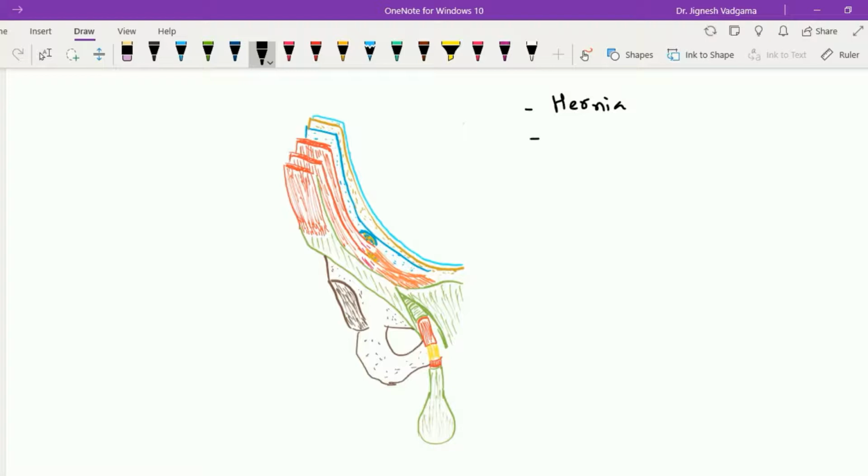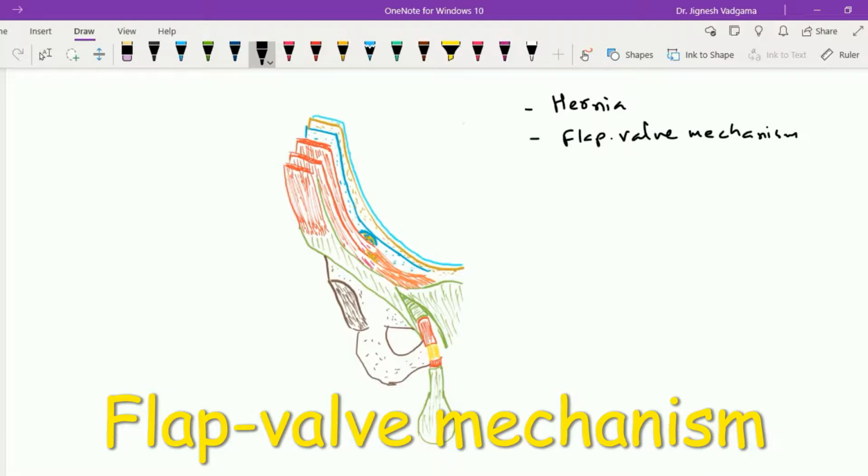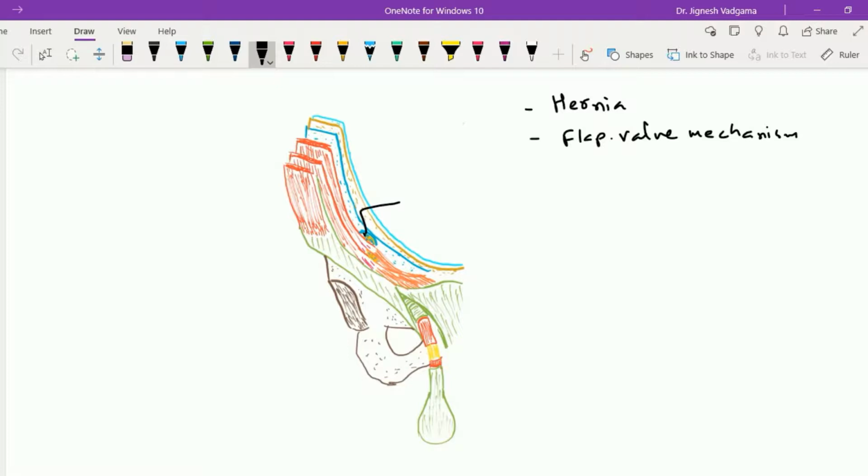the flap valve mechanism. As this inguinal canal is oblique in direction, as we already know, the deep inguinal ring is situated deeply, and the superficial inguinal ring is present superficially. Because of the different locations of the deep and superficial inguinal rings, when the intra-abdominal pressure increases, the anterior and posterior walls get obliterated with each other, and this mechanism is called the flap valve mechanism. The second defensive mechanism of the inguinal canal is the guarding mechanism.